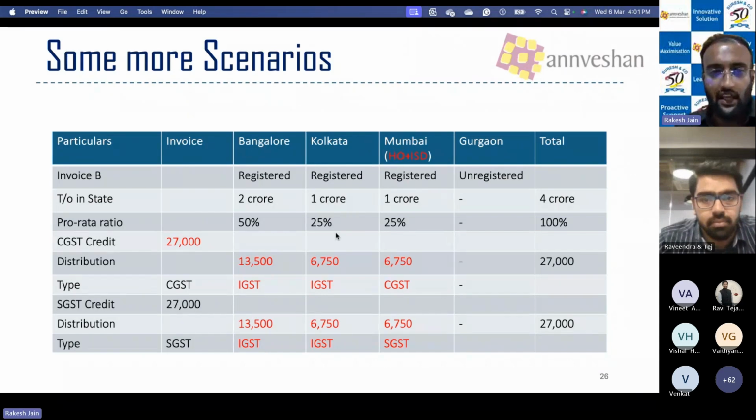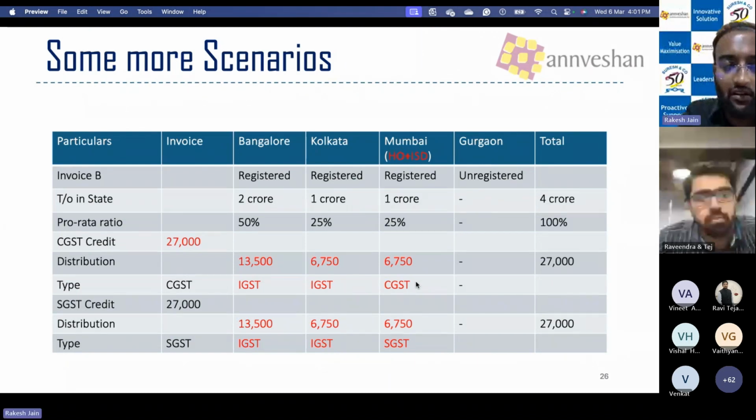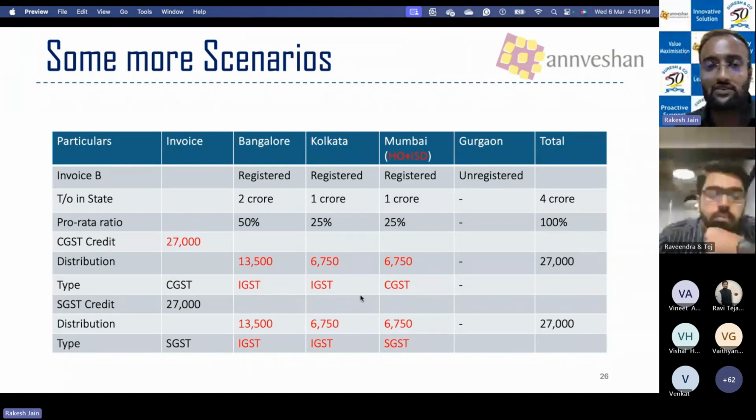So in this scenario, what had happened? I have 3 registrations. Mumbai is my HO plus ISD registration is taken. I have received common services in the form of CGST credit and SGST credit. Now the distribution to Bangalore has happened through IGST, Kolkata through IGST, and to Mumbai it has happened through CGST. This is what I wanted to show you, that when you receive a credit which is CGST, SGST, it has to be transferred to other locations in the form of IGST, and to the same location it has to be CGST, SGST.